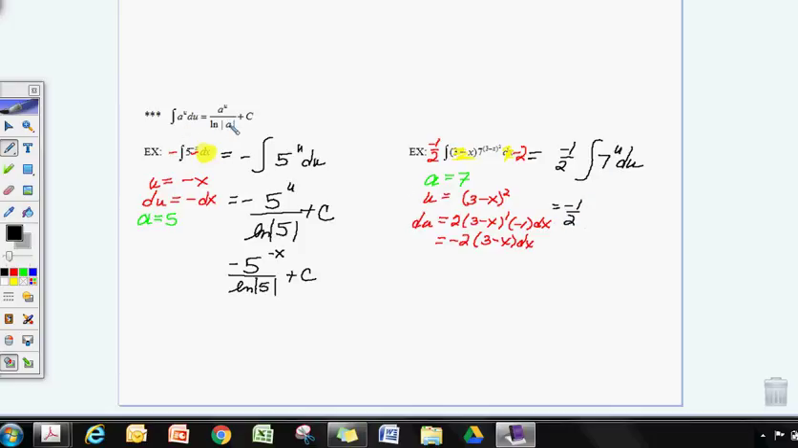of, and now I'm following my pattern again, and again, it's nice when I know that the 7 is my base, 7 to the u over the natural log of a plus c. And now filling in my final part, negative 1/2, 7 raised to the, in parentheses, 3 minus x quantity squared power, all over the natural log of 7. Don't forget your plus c.